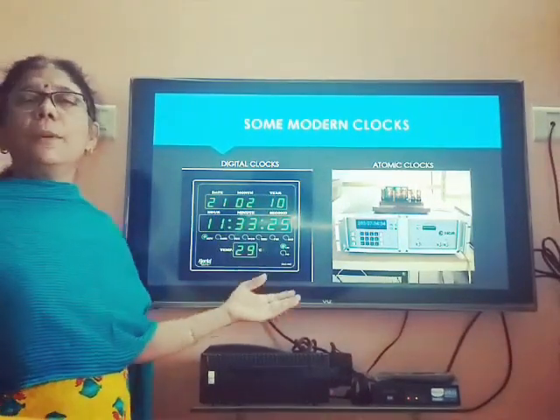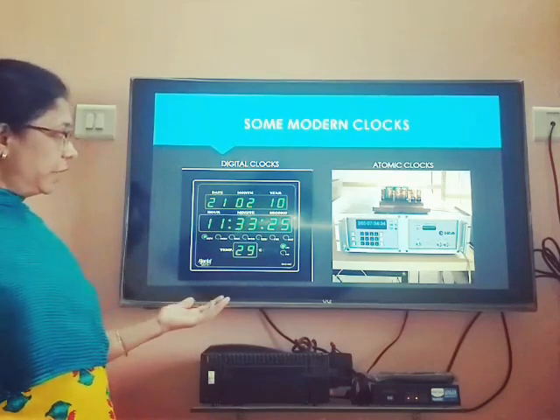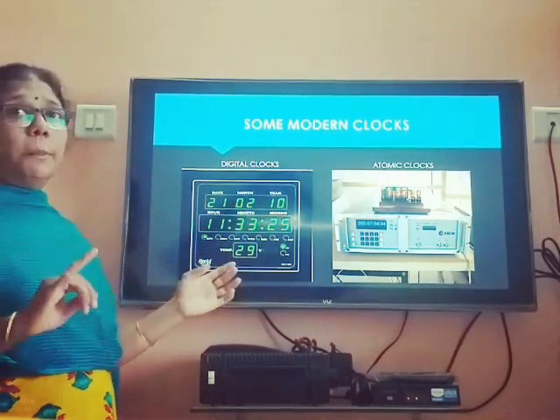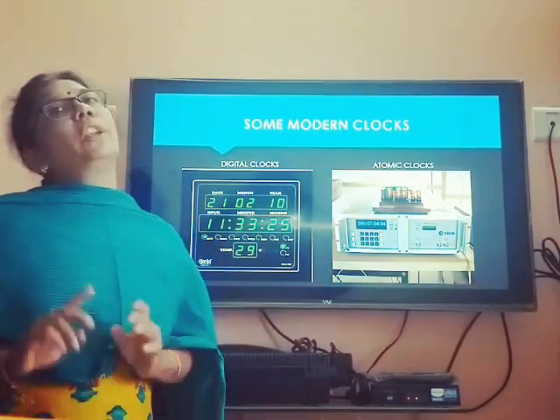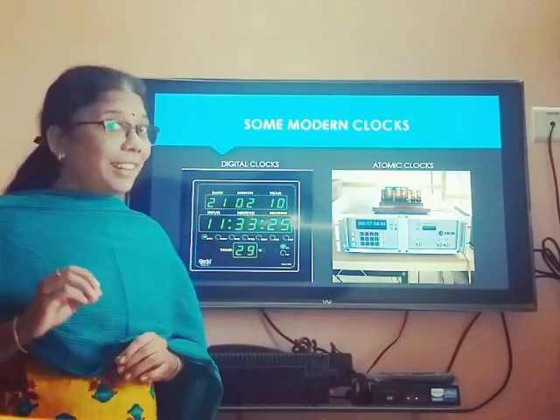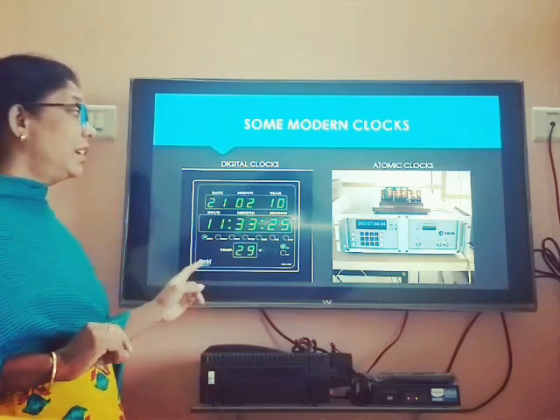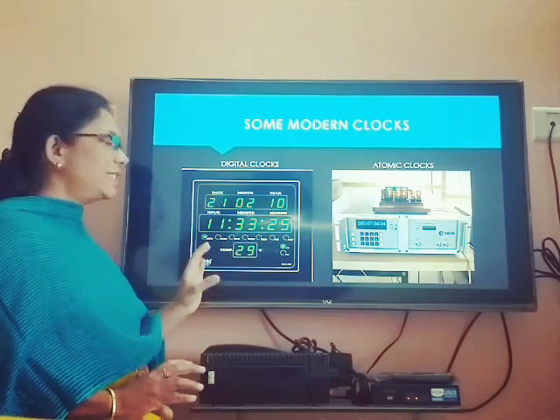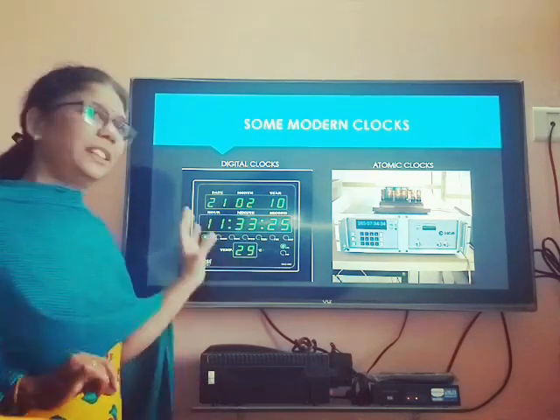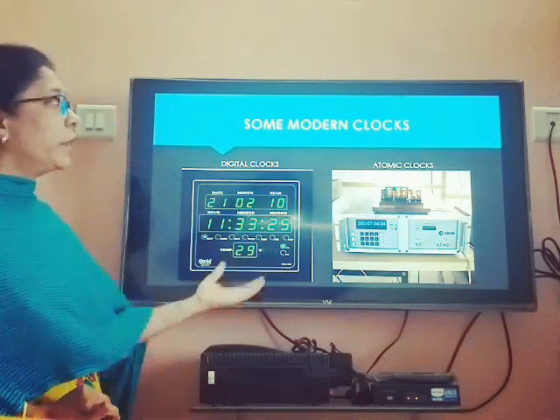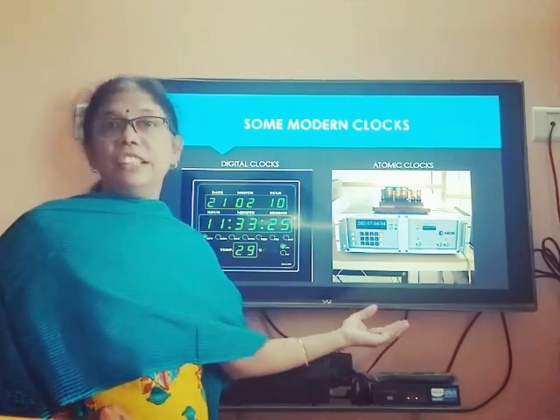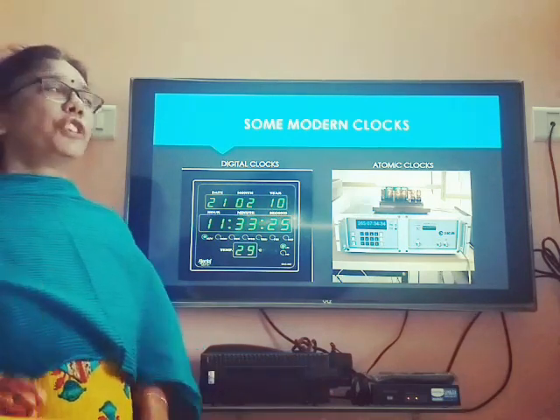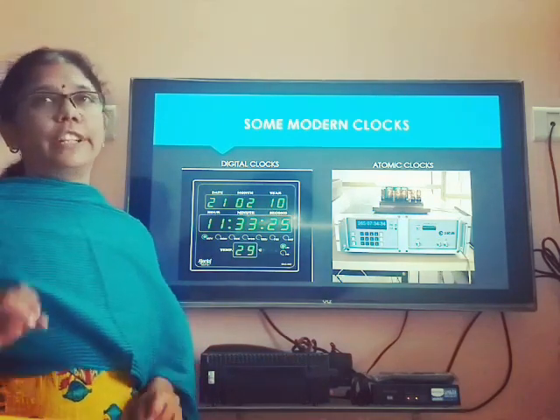So these are some of the modern clocks. On the left you find a digital clock, right? If you find the numbers 1, 2, 3, 4, 5, 6, we call those clocks analog clocks. But this one here is a digital clock. If it gives you the number, we call them digital clocks. They have a small chip in it. It just measures the time. On the right is a very interesting clock because this is an atomic clock. This is one of the most accurate clocks.